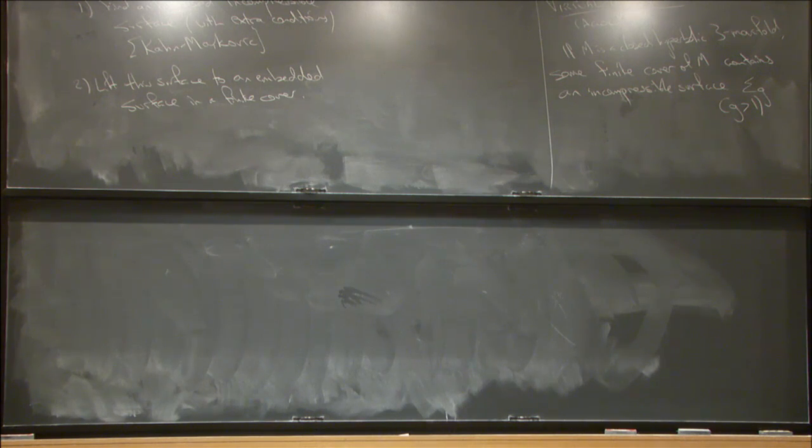If you take an immersed surface and you lift it, then the preimage of that has a bunch of surfaces intersecting each other in the universal cover that cut the universal cover up into some collection of pieces.